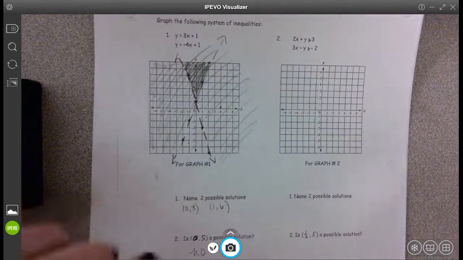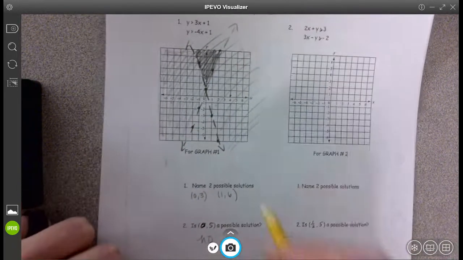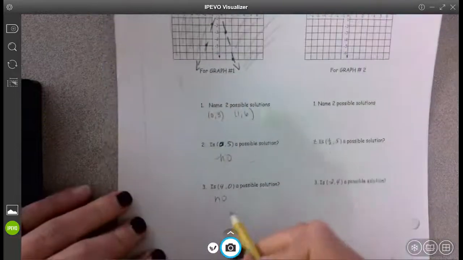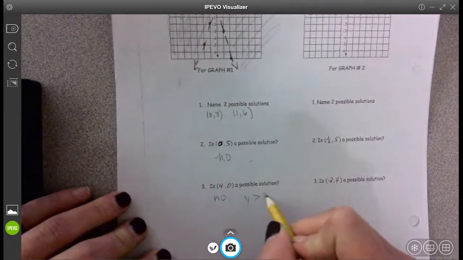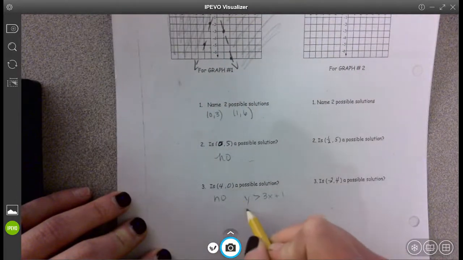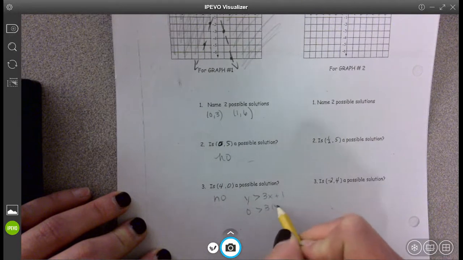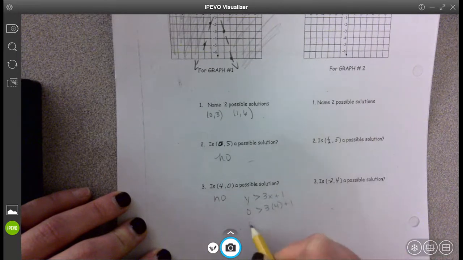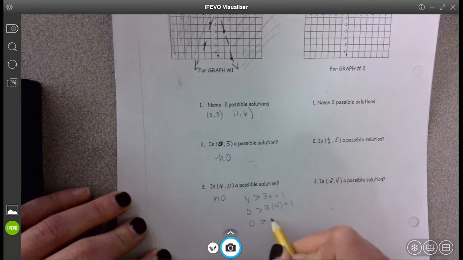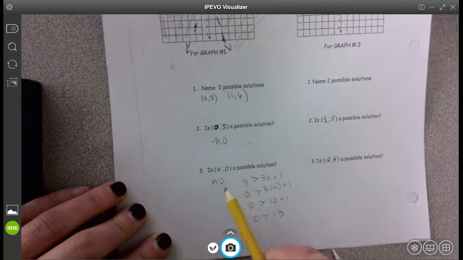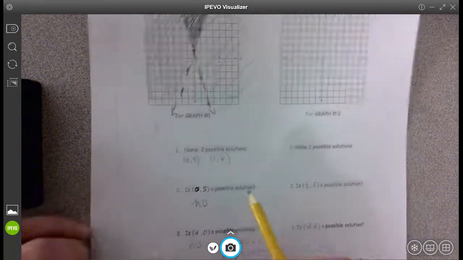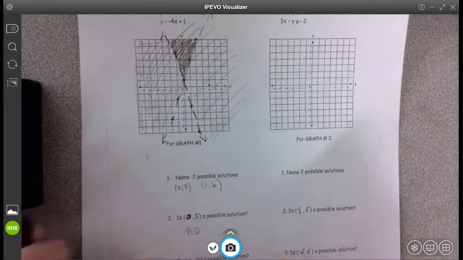Now, what if you're like, I don't know if I graphed it right? You can always substitute it into the equations. You have y is greater than 3x plus 1. If I put 0 in for y and I put 4 in for x, is this statement true? Is 0 greater than 12 plus 1? Is 0 greater than 13? No.